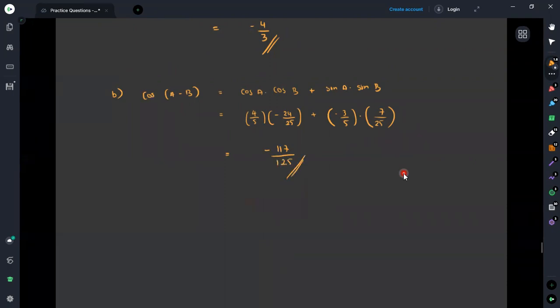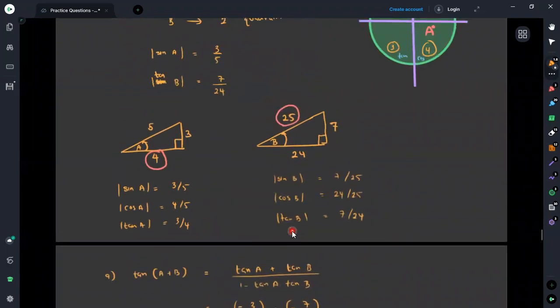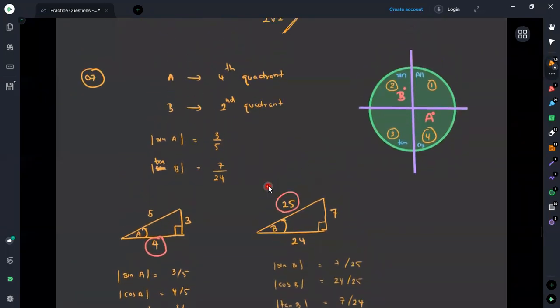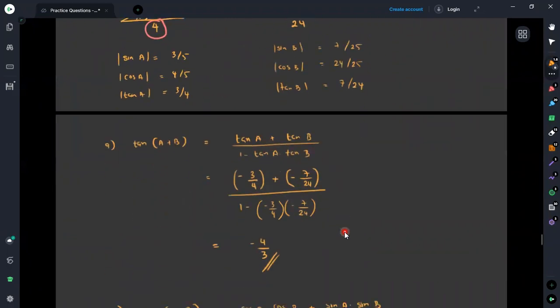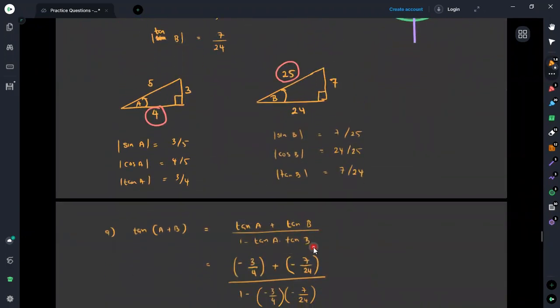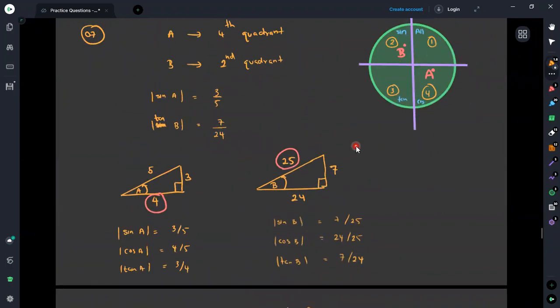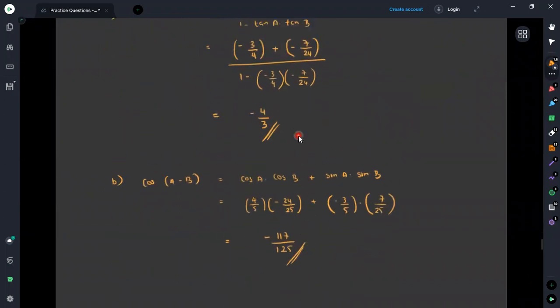This is the answer that we are getting for tan(A plus B) and cosine(A minus B). If I explain this again, what I have done was, since the modulus values were given, using them the associate acute angle was identified. Then, using the compound angle formula, the equation was obtained. Then to identify whether it is positive or negative, the quadrant rule was combined, and thereafter these answers were obtained.